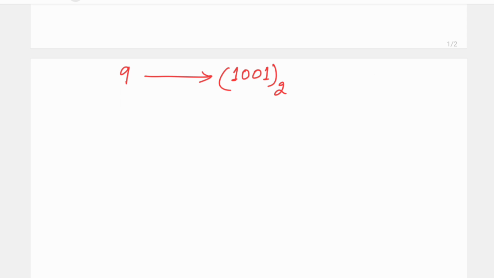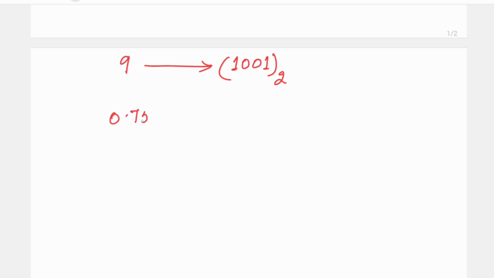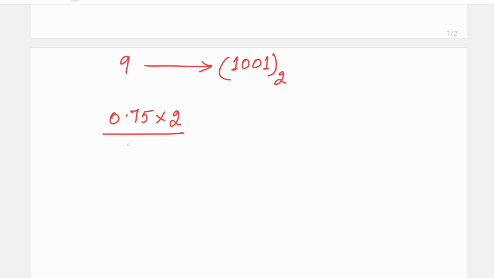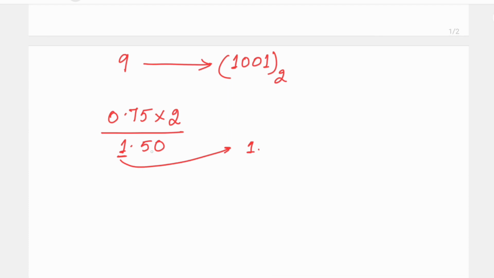Now what remains is 0.75. How do we convert 0.75 into binary? The procedure is that you multiply this 0.75 by 2. Once you multiply 0.75 by 2, you will get 1.50. Now in this 1.50, what you have to do is keep this 1 bit aside. That means the remaining part of this number is how much? When you keep this 1 bit aside, it is 0.50.